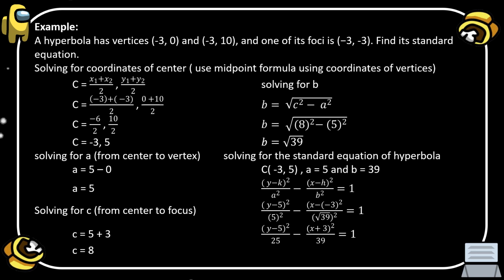X minus negative 3 squared is x plus 3 squared. Right? Then, the square root of 39 squared, we can cancel the radical and the exponent. So, the standard equation of the hyperbola is the quantity y minus 5 squared over 25 minus the quantity x plus 3 squared over 39 is equal to 1.